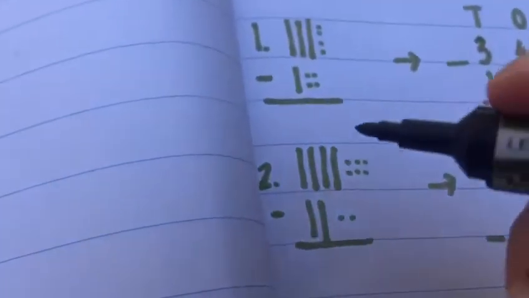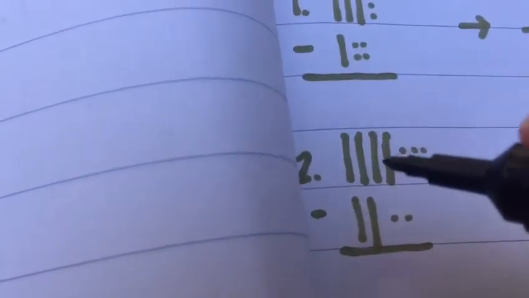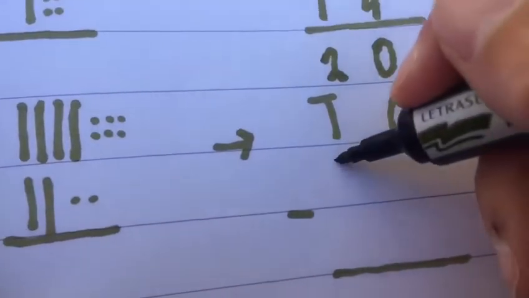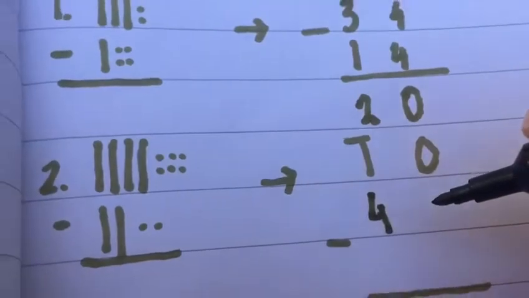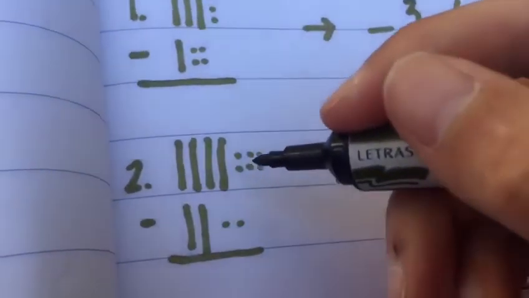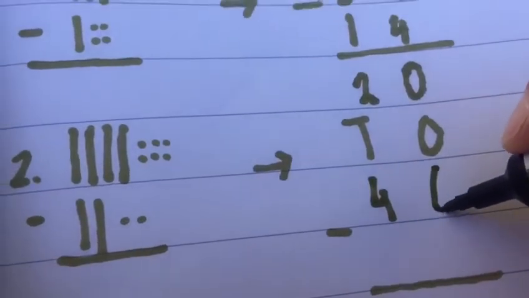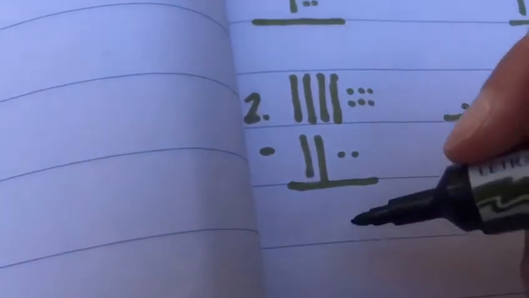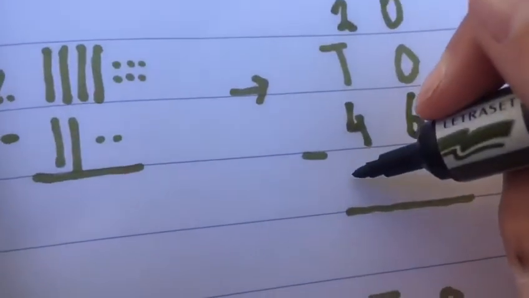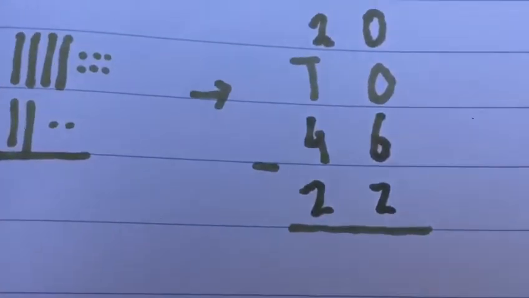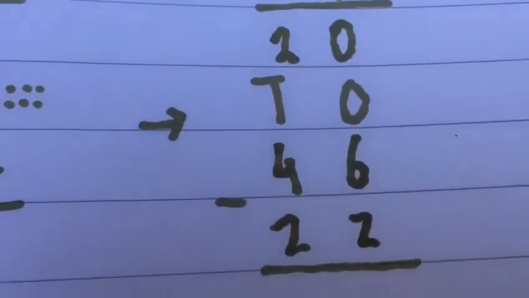Remember to count your tens really carefully. 10, 20, 30, 40. So we're going to put our 4 in our tens column just there. 4 tens, 40. Let's count our ones. 1, 2, 3, 4, 5, 6. 4 tens and 6 ones, and 2 tens, 2 in our tens column, and 2 ones. Okay, the first problem we're going to solve is 6 take away 2.